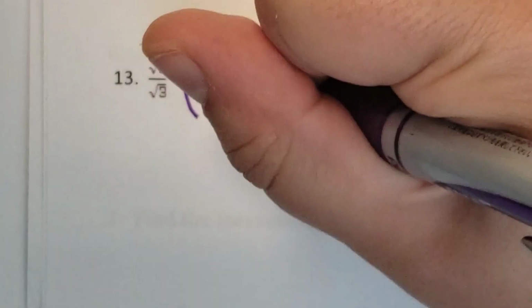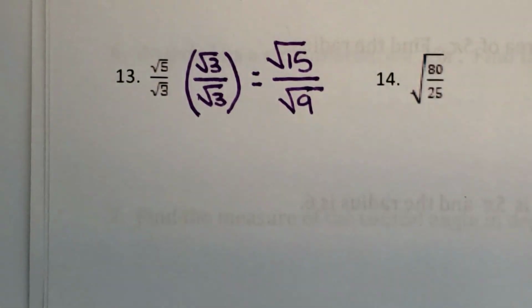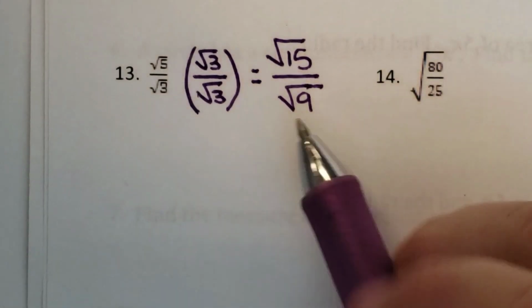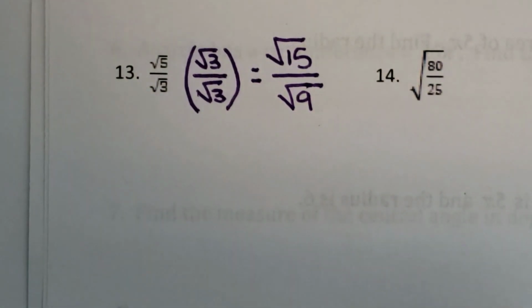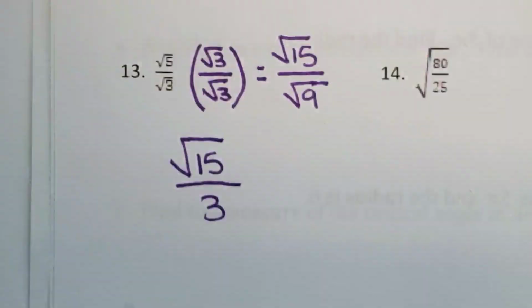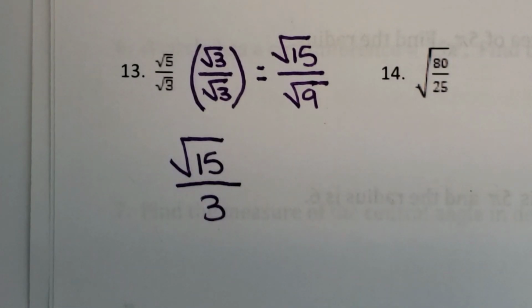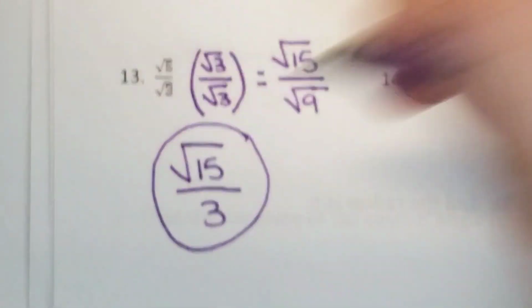The reason for this is because we're going to go across the top. We're going to get the square root of 15. And then across the bottom, we're going to get the square root of 9. So why was that helpful to us? 9 is a perfect square. So we can write this as the square root of 15 over positive 3. And now the denominator is rational because it's no longer a square root. It's an integer, 3. So this is going to be our answer.